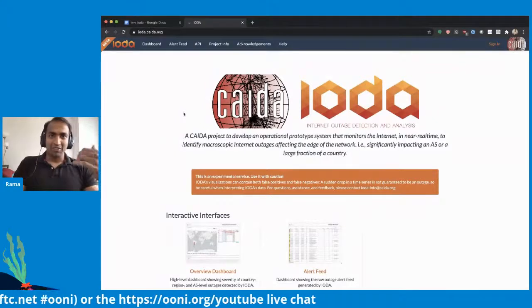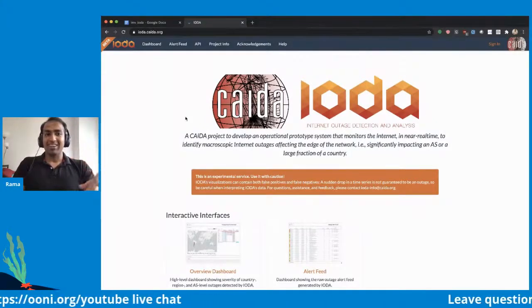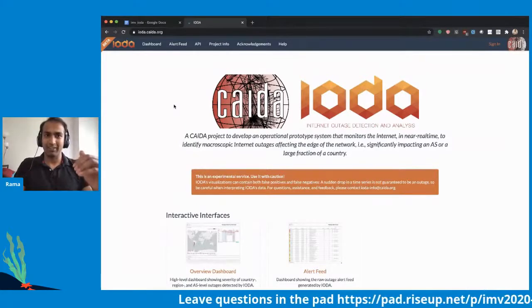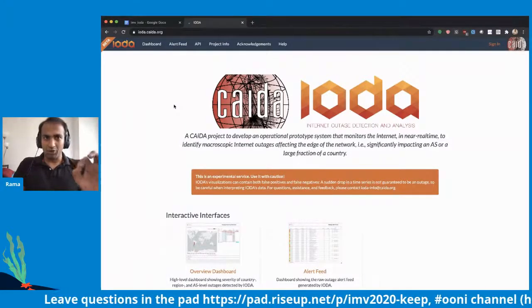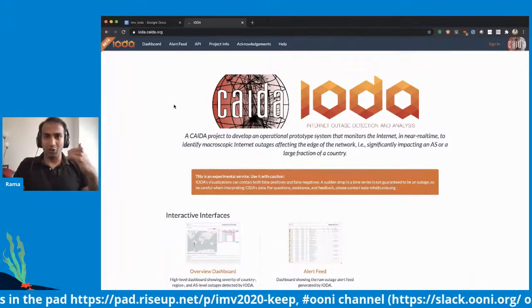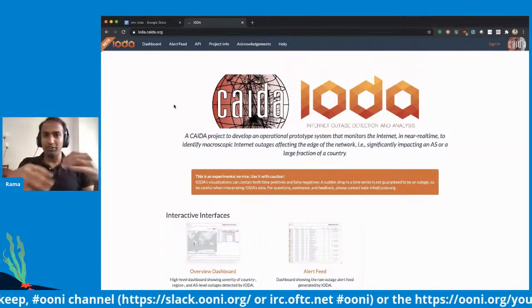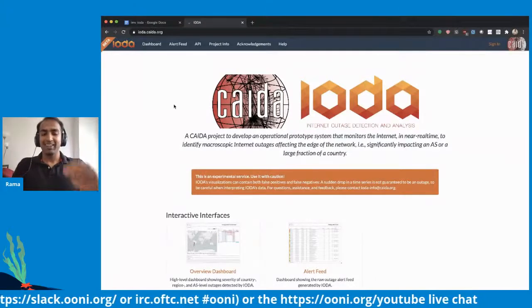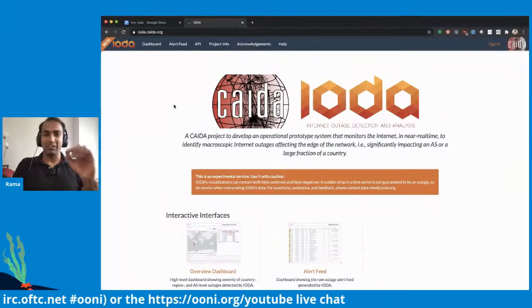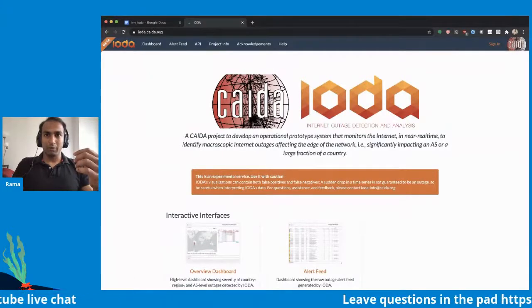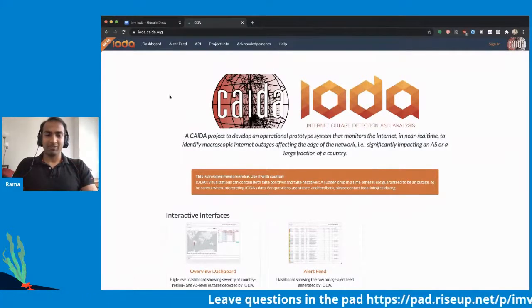But in the time since, we've been able to build a system, IODA, that is capable of monitoring the internet 24/7 and detects internet outages due to shutdowns and other causes such as power outages. And it does this monitoring for countries, regions, and networks from around the world. And it does so in near real time. What's more, its data is available publicly and anybody can access it.